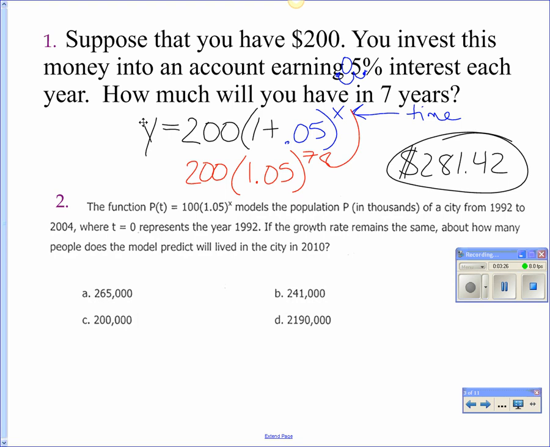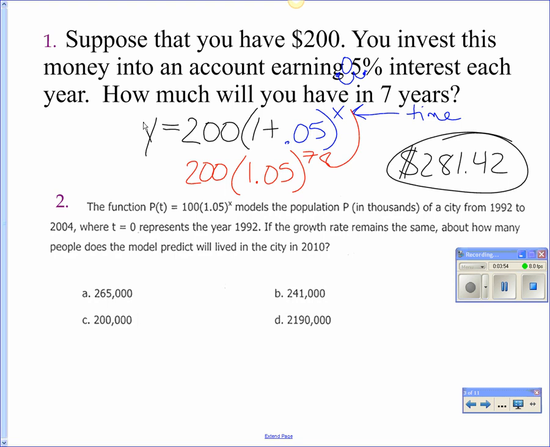Okay. All right, number 2, the function p of t equals 100, parentheses 1.05 to the x, models the population p in thousands of a city from 1992 to 2004, where t equals 0 represents the year in 1992. If the growth rate remains the same, about how many people does the model predict will live in the city in 2010?